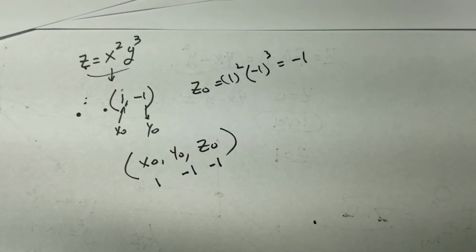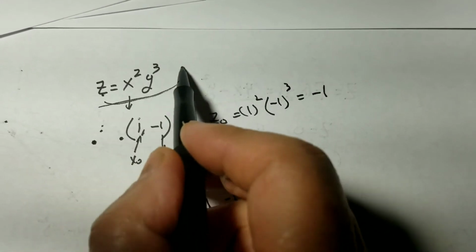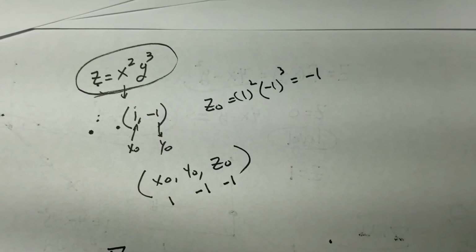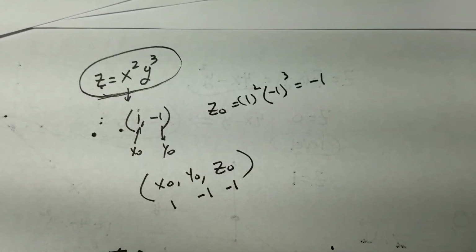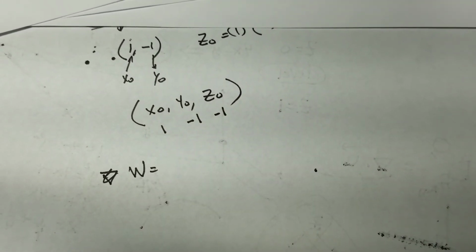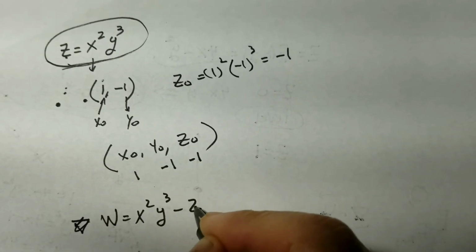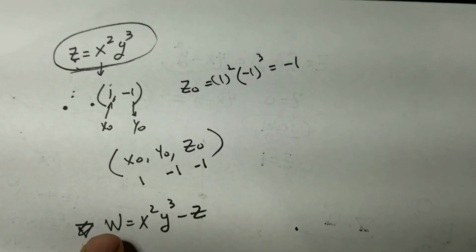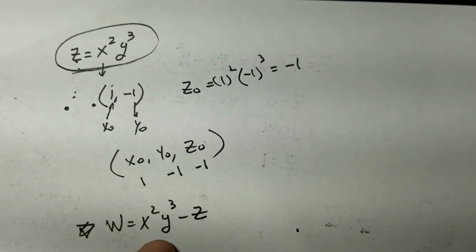I got it, but I need a vector. My vector comes from the gradient. This one has to be written in the form of a function with three variables. To write it as a function means for every ordered pair, you have one and only one output. Therefore, I'm going to write this one as W equals x squared y cubed minus z. For every different ordered triple, you're going to have only and only one W. Therefore, that is a function.